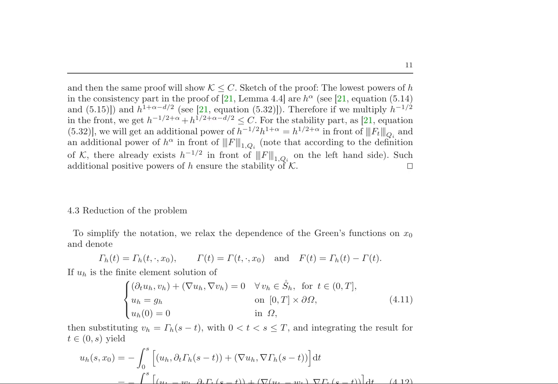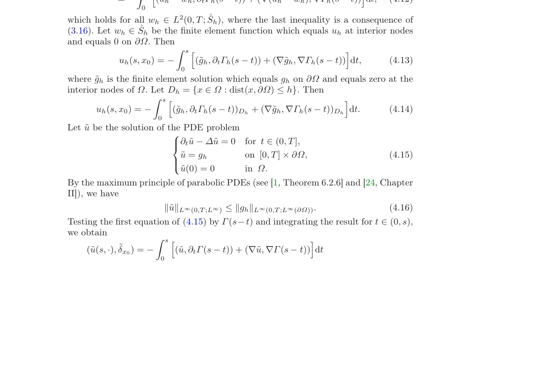They then consider the finite element solution of the parabolic problem and substitute v_h equals gamma_h(s, t) into the variational form, yielding an expression for s, x0, in terms of the finite element solution w_h and the Green's function gamma_h. By choosing w_h to be the finite element function that equals u-hat at interior nodes and 0 on the boundary, the authors derive an expression for s, x0, involving the finite element solution g_h, which equals g_h on the boundary and 0 at interior nodes. Restricting the domain of integration to d_h, the region within a distance h from the boundary, further simplifies this expression.